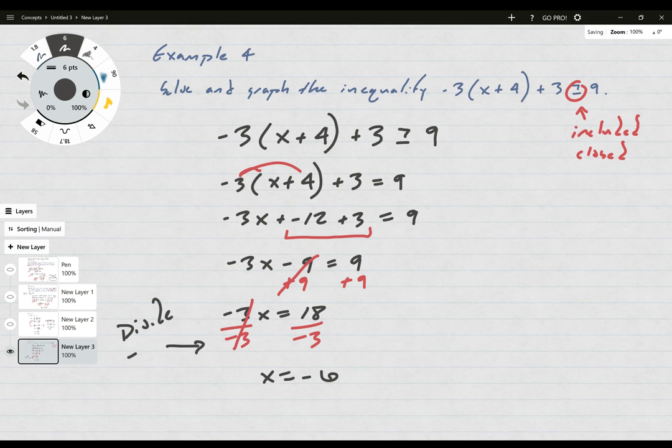Again, we divided by a negative right here, so that means our inequality sign has to change. So this original inequality sign has to change. So x can be less than or equal to negative 6. And let's test that. So x has to be less than, so that means it has to be more negative than negative 6.